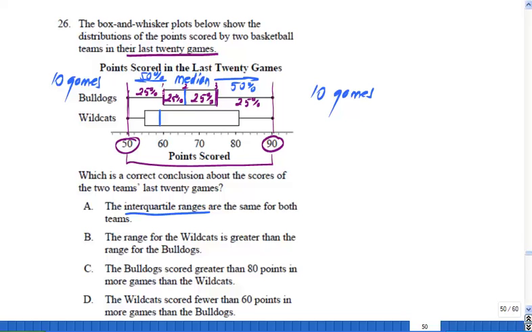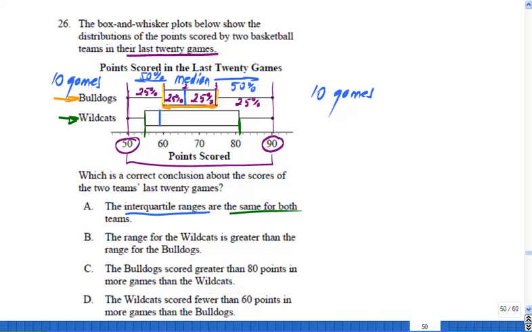From 0 to the first quartile here, you have 25 and so on. The interquartile range is the difference between this part right here, let me use a different color, this one here, and that one over there, right? This range, this difference here, will tell you about the interquartile range. That's for the bulldogs, right? But for the wildcats, that interquartile range is going to be between, what is that, 52, 54, 56, about from 55 up to what is that, 81, right? That's the interquartile range for the wildcats.